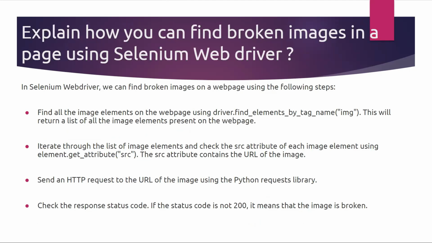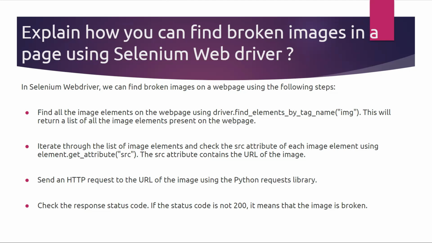Now the last one here: how can you find the broken images on a page using Selenium WebDriver? We have four options to handle broken images. First, find all image elements on a web page using driver.findElements by tag img. This will return the list of all images present on the web page. Second, iterate through the list of image elements and check the src attribute of each element using element.getAttribute src. The src basically contains the value of that image.